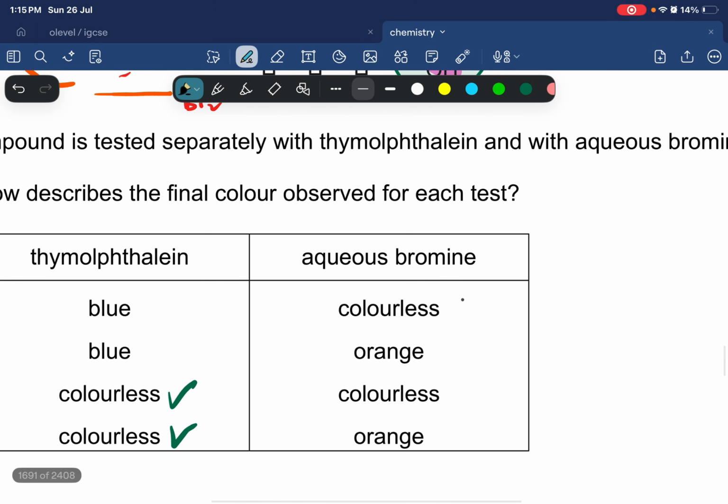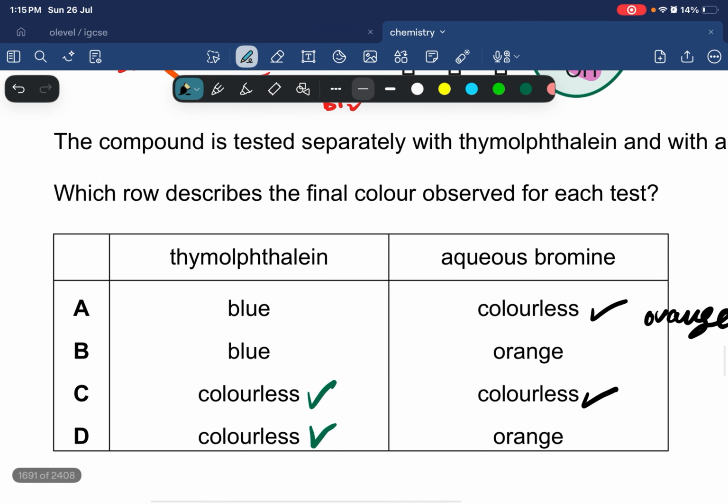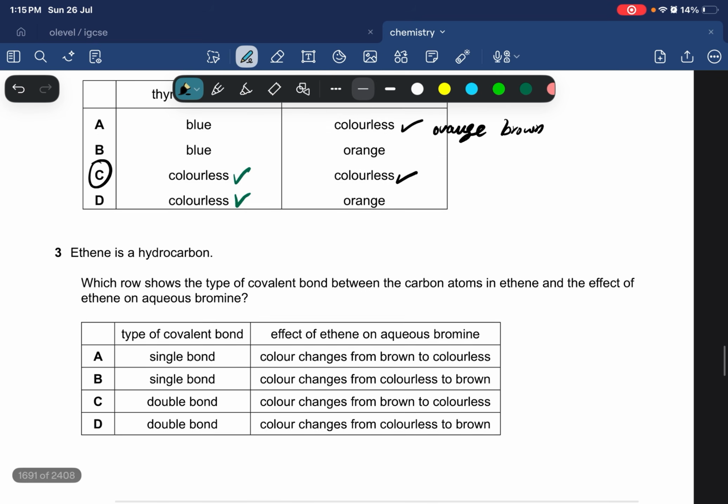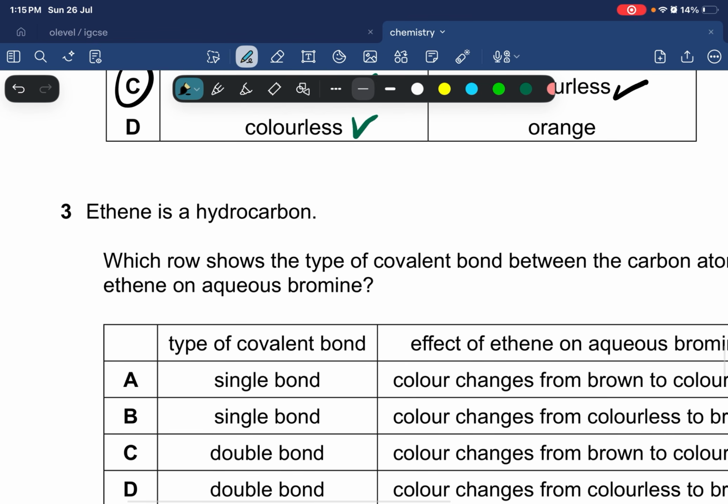The bromine is going to turn colorless from your orange, brown, whatever that color is. It's going to turn into a colorless thing. That's going to make this the correct one, right? Ethene is a hydrocarbon. Yeah, we know ethene is a hydrocarbon. Why? Because it has a C double bond C, and then there are hydrogens surrounding it.